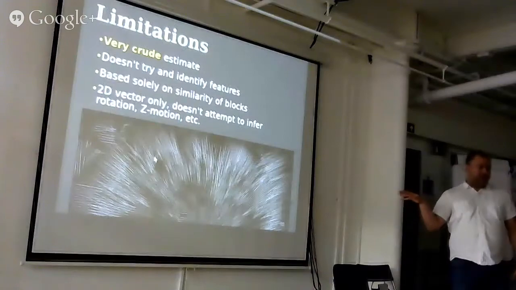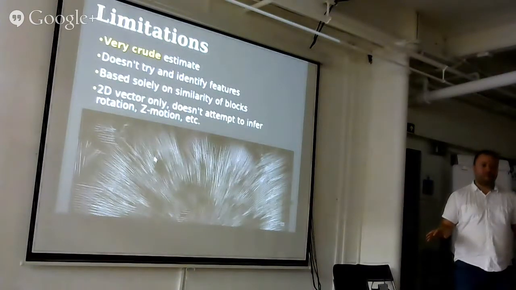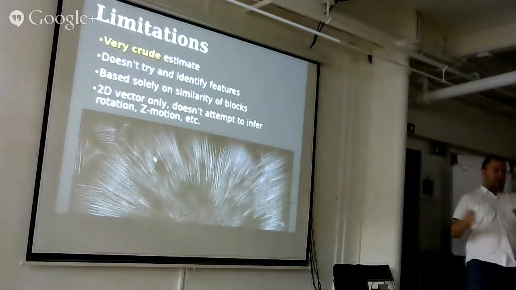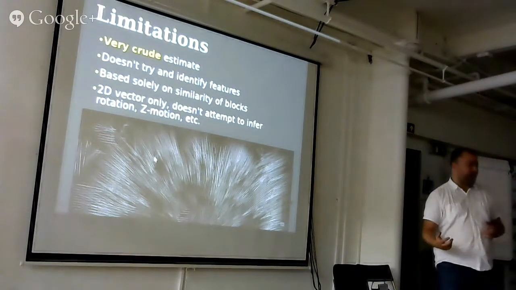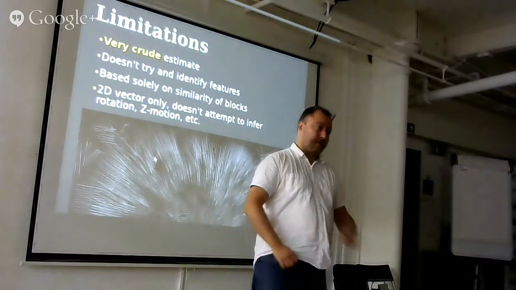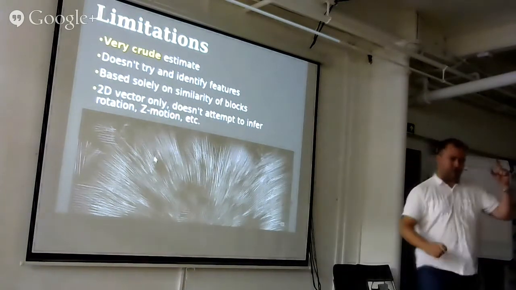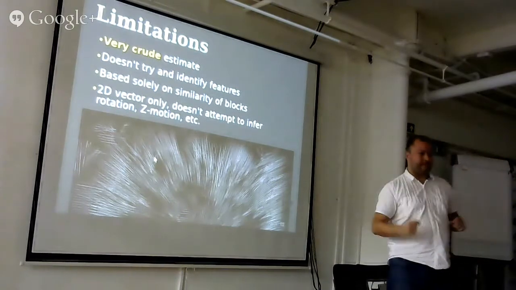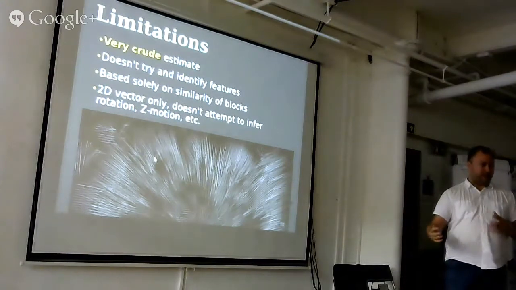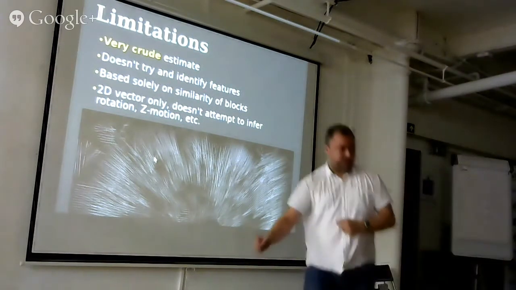There are limitations to this. It's very crude. It's an entirely two-dimensional array. It's not trying to work out what has actually moved in the scene. So if you have a person walking across your scene, it is not going to tell you that person walked across that scene. It's going to tell you this block looks like it went over there. Not necessarily. There are certain effects that may make the block seem to skip.